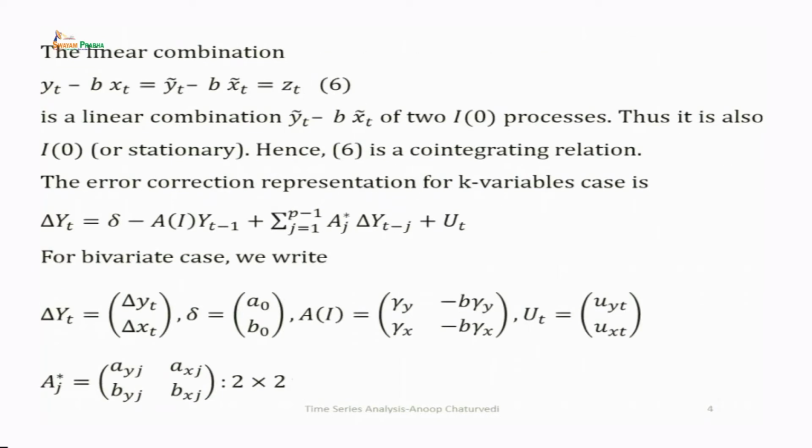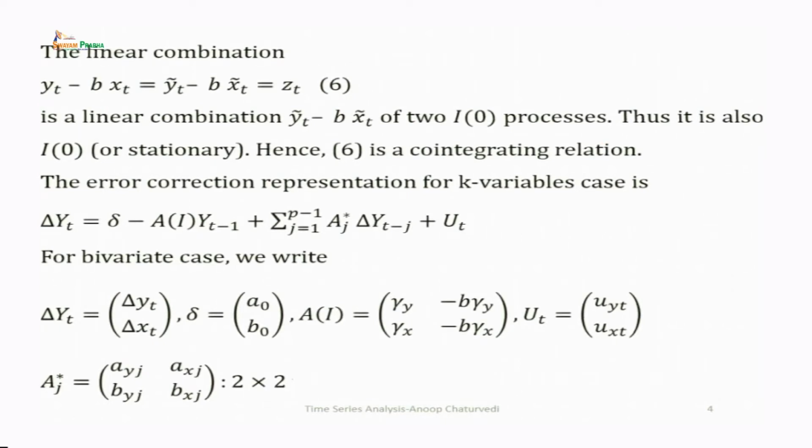Now, if you take the linear combination y t minus b x t, then y t minus b x t is equal to y t curl minus b x t curl, and you write it equal to say z t. Then this y t curl minus b x t curl, or z t, is actually a linear combination of two I0 processes.